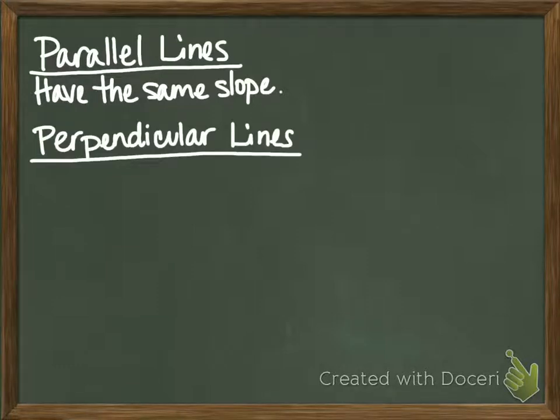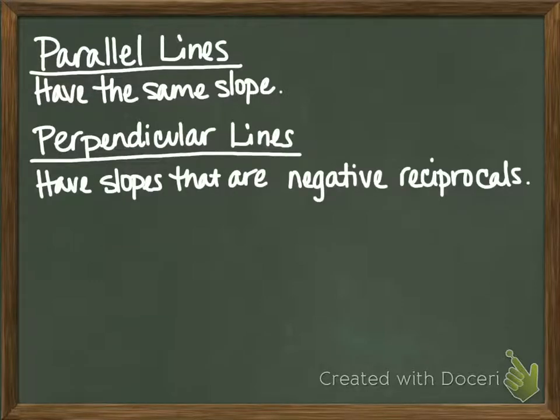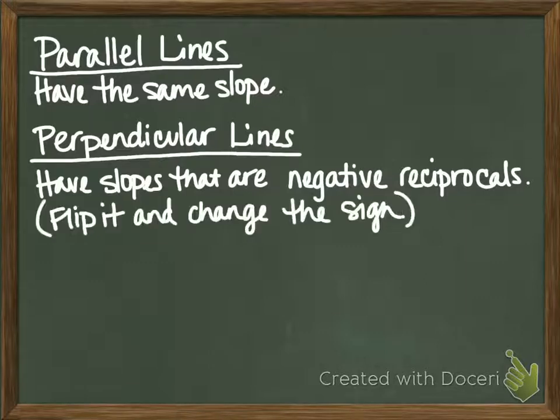Then we have perpendicular lines that intersect at a right angle. Perpendicular lines have slopes that are negative reciprocals. The way I remember how to find the negative reciprocal is just to flip it and change the sign. So whatever your slope is of one equation, you just flip it over and change the sign, and that will give you a perpendicular slope.